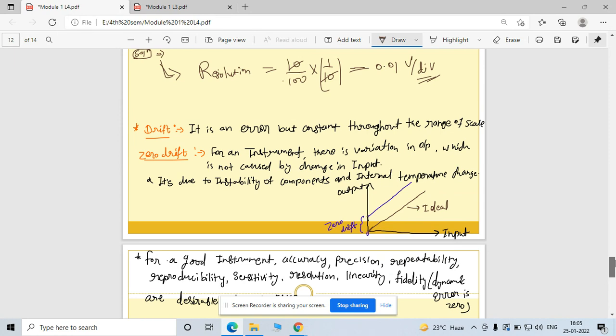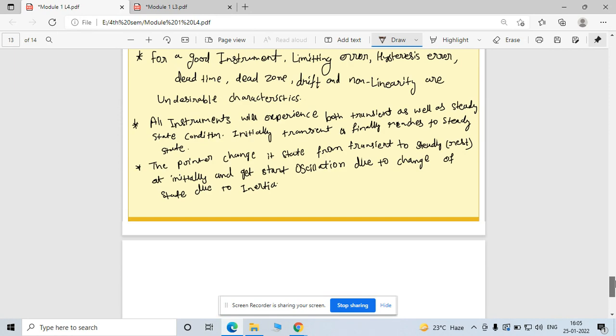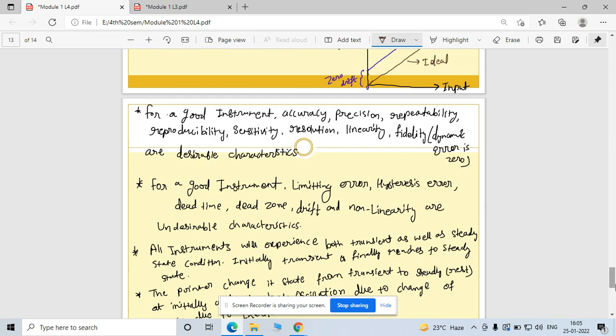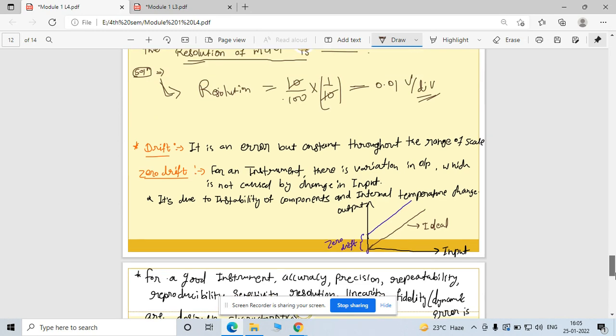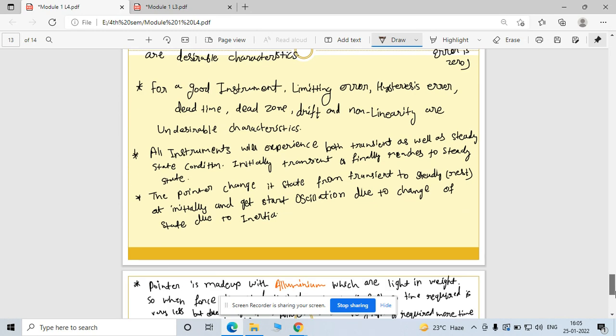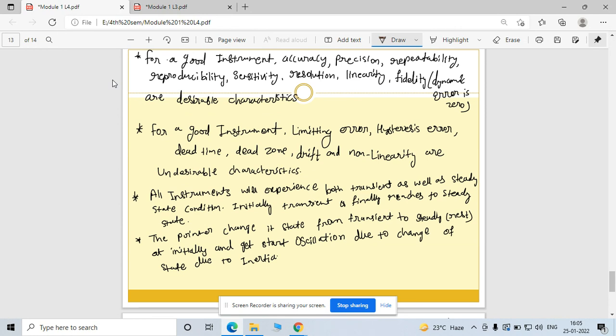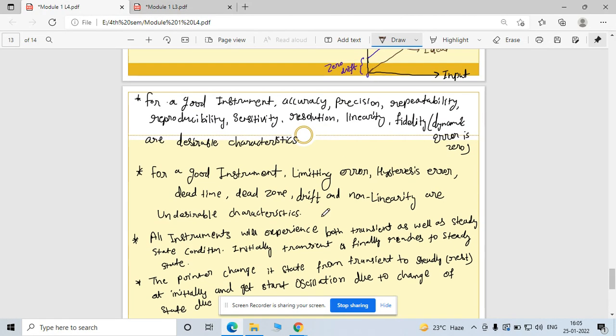Now this is a drift. So these are the conclusions, you can read them out. Our time is almost over. Okay, so these are the conclusions, very important conclusions I am mentioning here. Whatever we have seen till now, I have concluded here, you just go through that.